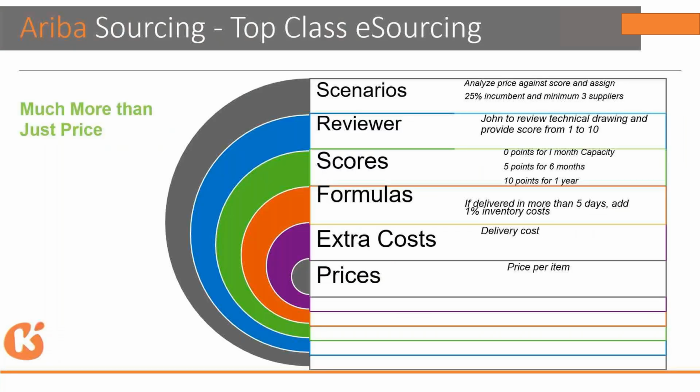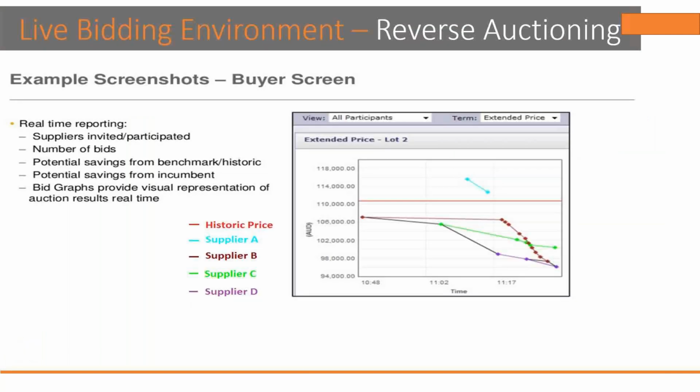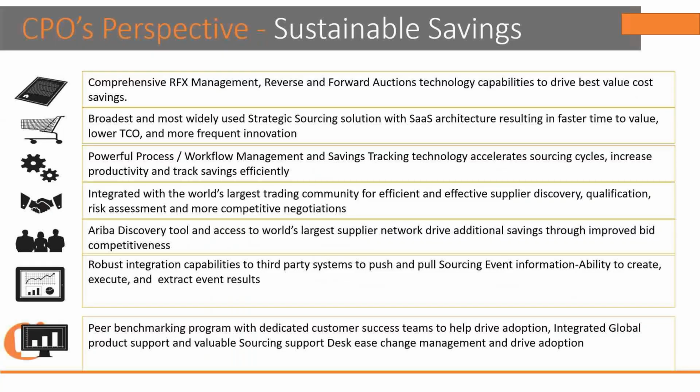So what are the main things being covered over here? As I said, we can have the pricing, then scenarios, reviewer scores, which we can give to individual vendors. So all those activities we can carry out. Live bidding environment means that in the Ariba system itself, if I am carrying out reverse auctioning or auctioning activities, I can correlate the supplier and I can check the bid management cycle as well.